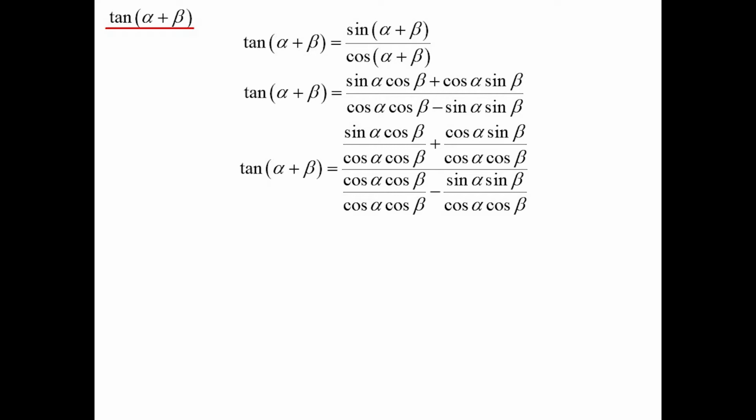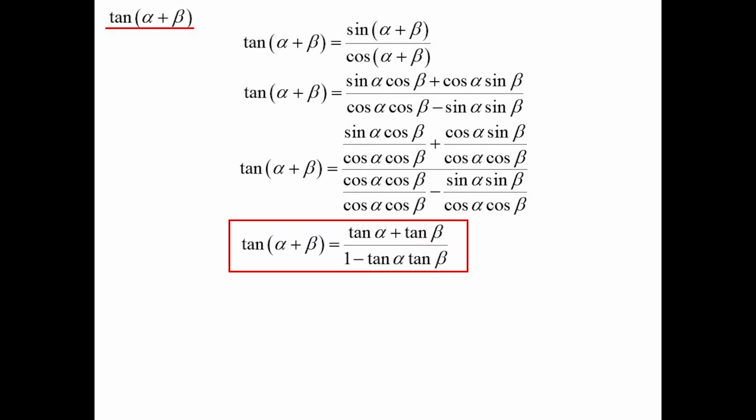On the top, a cos beta cancels with a cos beta, and then in the next fraction, a cos alpha cancels with the cos alpha, and then on the bottom, cos alpha with the cos alpha, cos beta with the cos beta, and then of course, sine on cos is tan, and look what we get. Tan of alpha plus beta is tan alpha plus tan beta on 1 minus tan alpha tan beta.